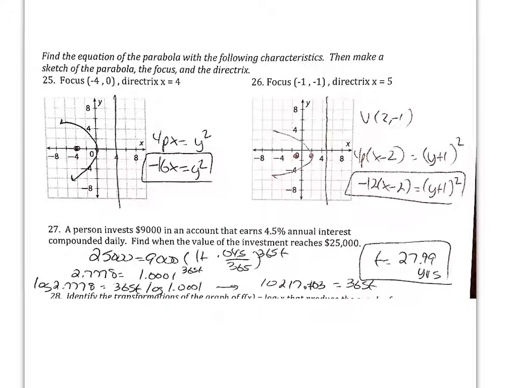25 and 26 are both parabolas, and a lot of parabolas. Graph what they give you. They give you negative 4, 0. That's your focus. Directrix is x equals 4. It's got to go through the x-axis. Remember, the vertex is halfway between the two, so the vertex is 0, 0.